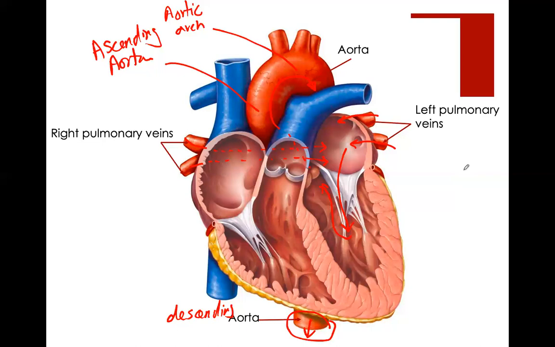We will pick up the lecture focusing on the valves of the heart, as well as looking at some of the physiological features of the heart, including muscle contraction of the heart.